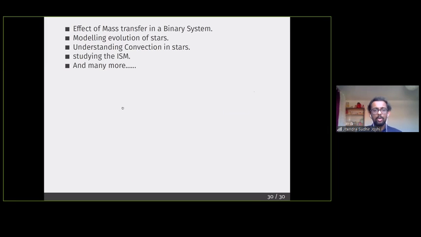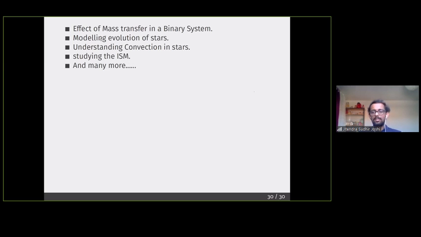So I'll tell you what the ongoing research is. As I said, in the binary system, in the earlier novas, the mass is being transferred from one star to another. So what is the effect of that? Again, modeling the evolution of stars is one of the most important ongoing research. This is more of a theoretical thing. But if you can model the star which resembles exactly what we see, then that's the main goal and a good achievement as well.